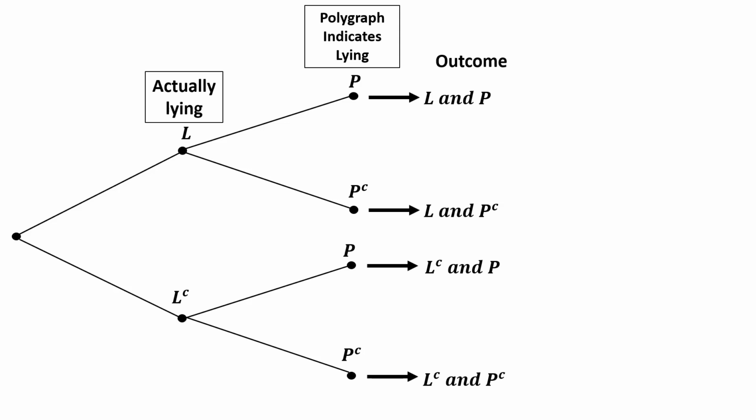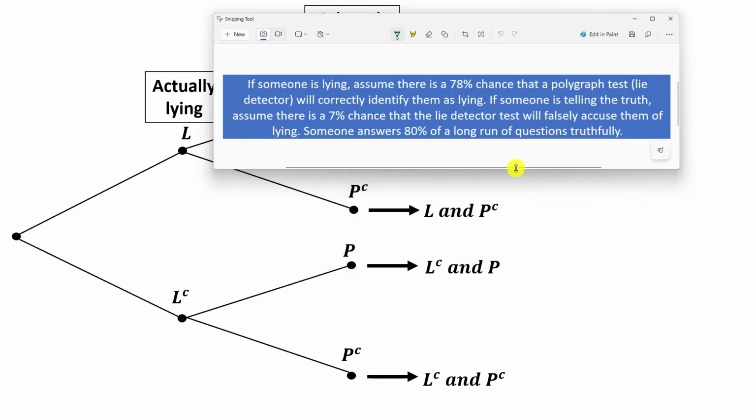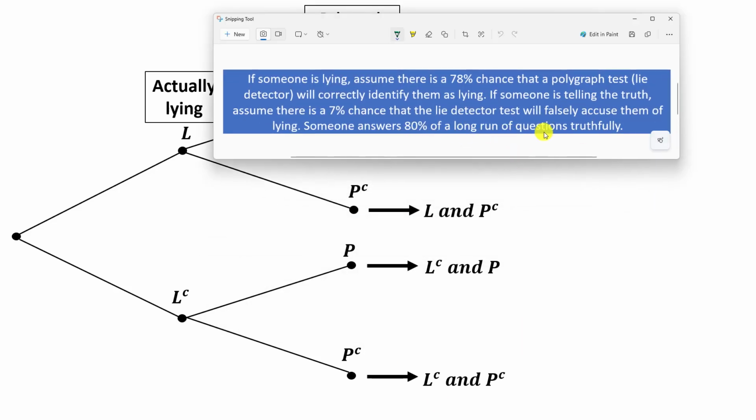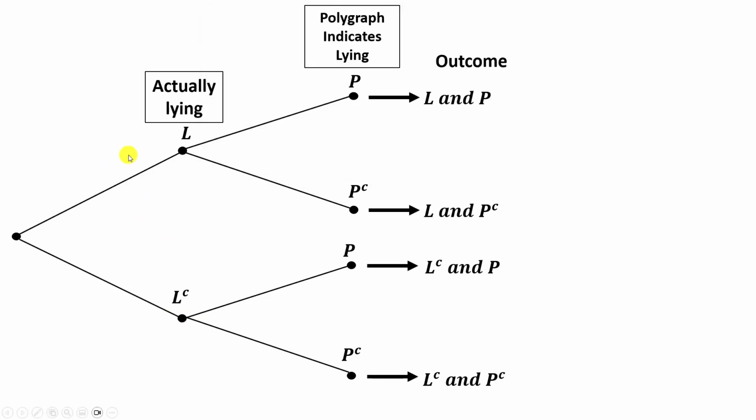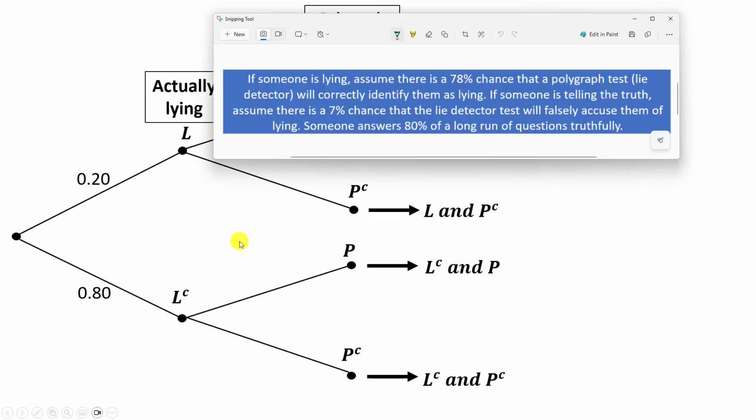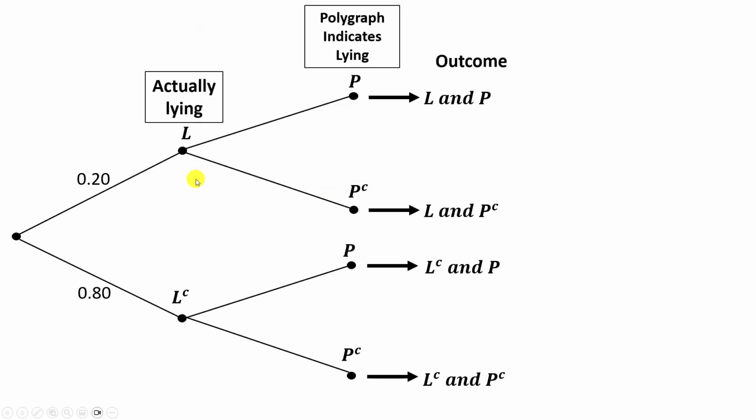And then we can go ahead and we can put the probabilities on the branches. So if we glance at some of those numbers again, 80% are answered truthfully. So lie complement is truthfully. So that means we actually have a 20% chance of lying and an 80% chance of telling the truth, right? And then they say there's a 70% chance that the polygraph test will correctly identify them lying. That says that if they are actually lying, the chance that it catches them. So that's going to be the 78% here, which means we have 22% here. The chance that the polygraph indicates that they're telling the truth when they're lying.